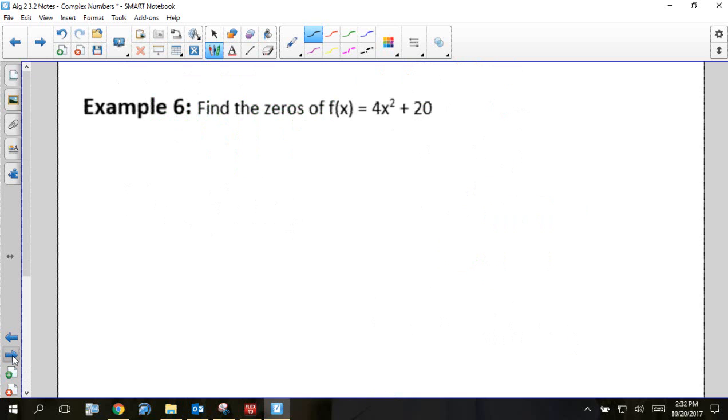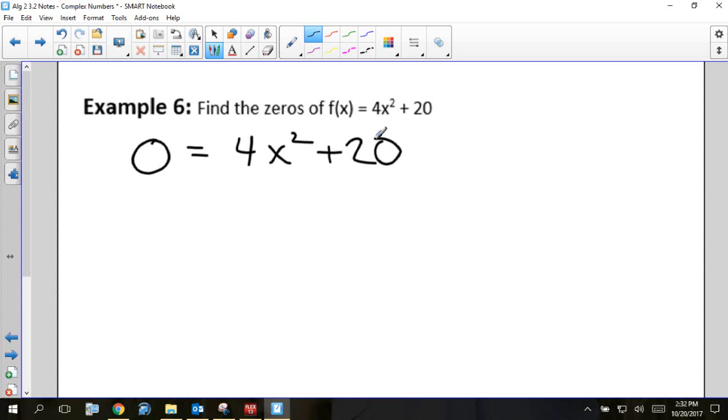What does that mean? Make the y 0. Oh no, I don't see a y. f of x 0, right? We're going to make f of x 0. We have 0 equals 4x squared plus 20. And how would you like to solve this one? The same way we were just doing the other ones? What should I do? I need to isolate x squared. What should I do?